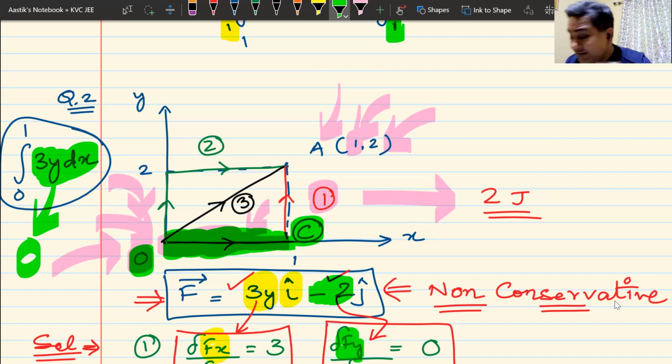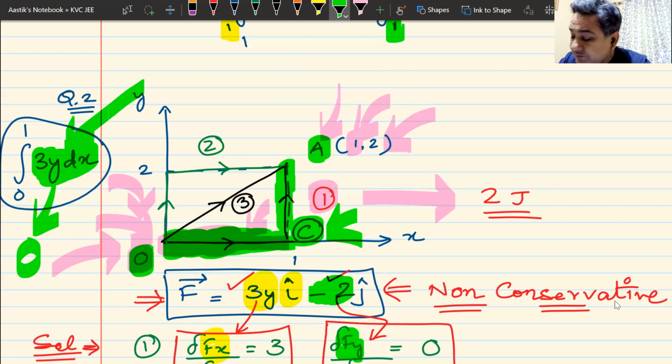So this integral of dy from O to C is 0 because the value of y is 0. Now I calculate it from C to A, this path. When I go from C to A straight up, the problem is y is changing. At point C, y is 0. At point A, y is 2. Y is changing, but I have to integrate it with dx.